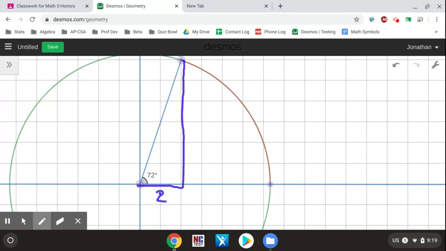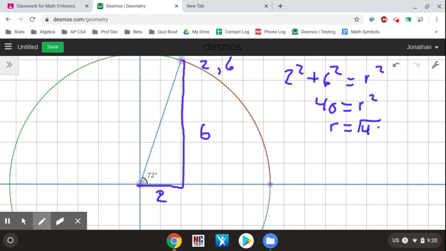So if I have that right triangle dropped, the adjacent side, the side that's next to the angle, is 2. This is 6. Of course, that's because this is the point 2, 6, and the adjacent side is always the x-coordinate in a coordinate plane. The opposite side is always the y-coordinate. And then if I need to find the length of that hypotenuse, which you notice is also the radius of the circle, I could say that 2 squared plus 6 squared equals r squared. Simplify, that means 40 is r squared. So r would be the square root of 40, which would simplify to 2 root 10, because the square root of 40 is 4 times 10, and the square root of 4 is 2, so 2 root 10.